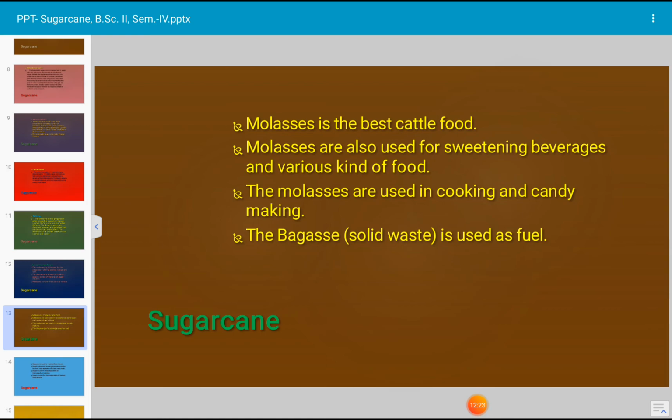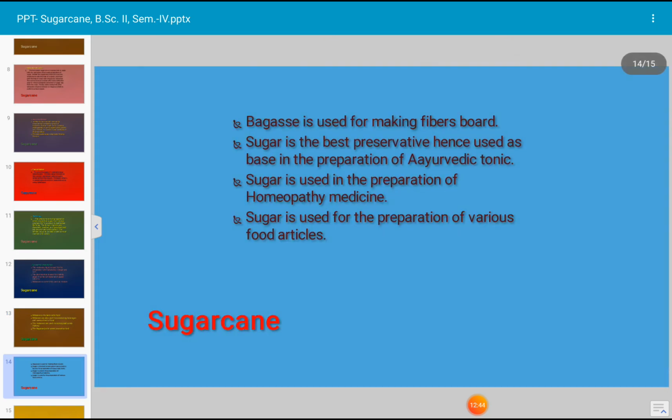Molasses is also used for sweetening beverages as well as various kinds of food. The molasses is used in cooking and candy making. The solid waste or bagasse is used as fuel. Next slide. Bagasse is used for making fiber board.